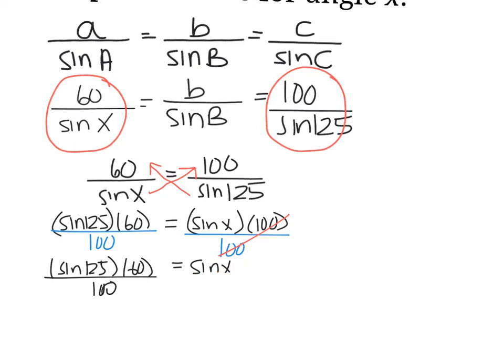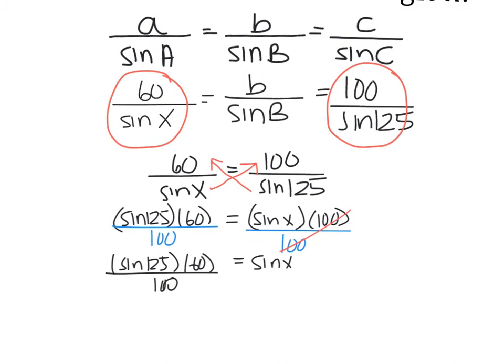How do I get rid of sine? I know I'm going to have to apply sine inverse. So I'm going to take sine inverse of this entire left side. So we have the sine of 125 times 60 all over 100. And that's what's going to equal x. So we took sine, brought to the other side, sine inverse. So we're going to put this all in the calculator.